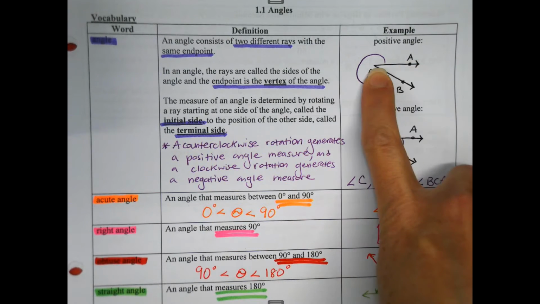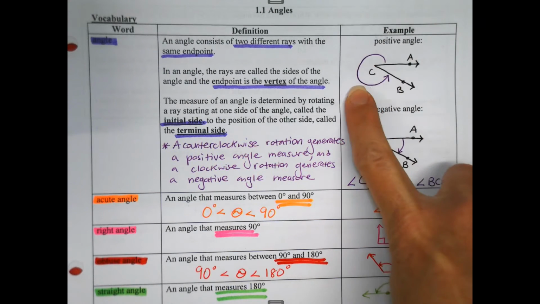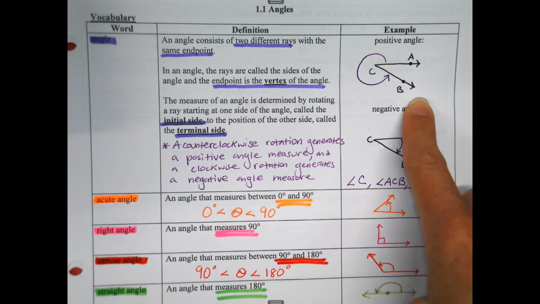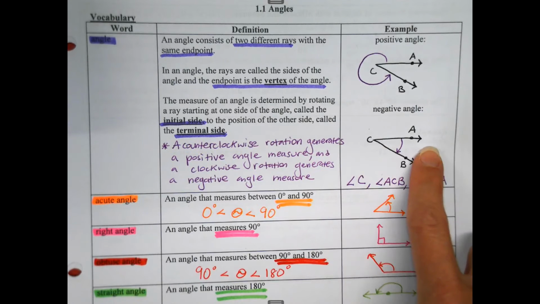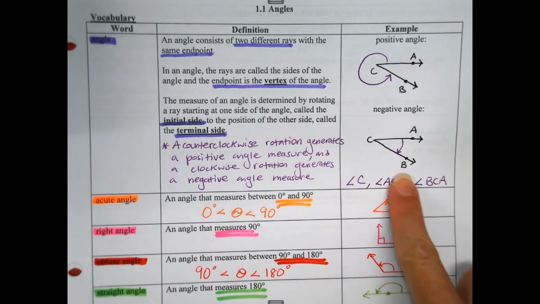We're considering this side CA, that ray, to be our initial side. And we are rotating around in a counterclockwise direction and ending here at CB. CB would be considered the terminal side. With this angle, CA is our initial side, and as you notice with this arrow showing, it's rotating in a clockwise direction to CB, which is our terminal side. Since we are rotating clockwise, this is a negative angle.